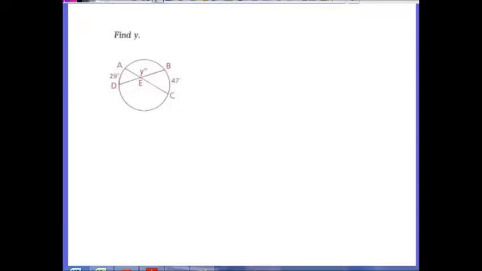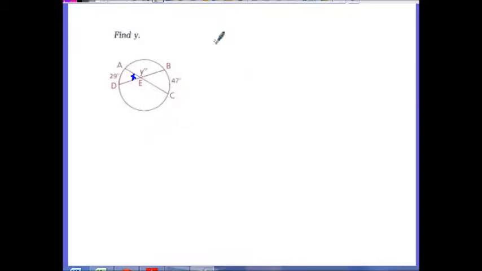Our next one's slightly different. We're going to find the measure of angle Y. Y is an interior angle, which is going to be 1/2 the sum of the arcs. Now, we have a couple options here. Option 1 is to find the measure of this angle right here, which again is an inside angle, 1/2 the sum of the arcs, and then subtract from 180 because we've got supplementaries.